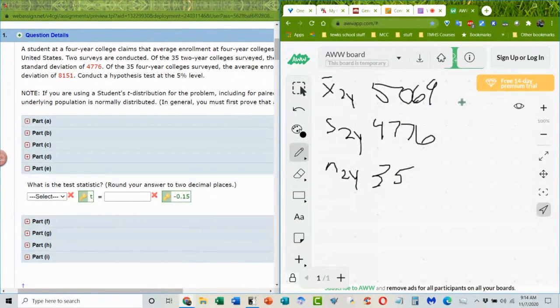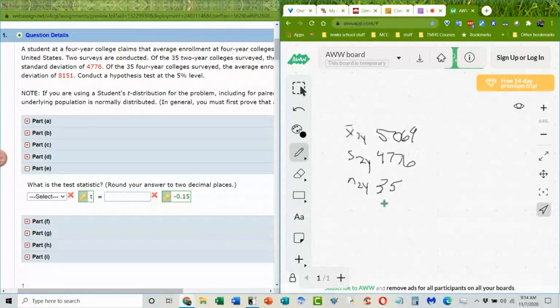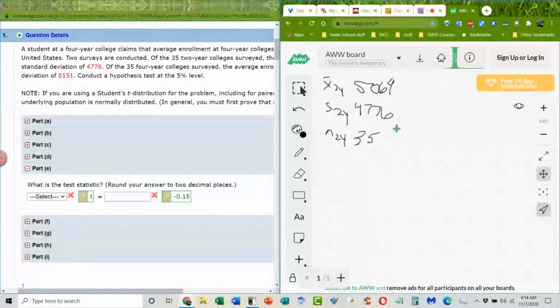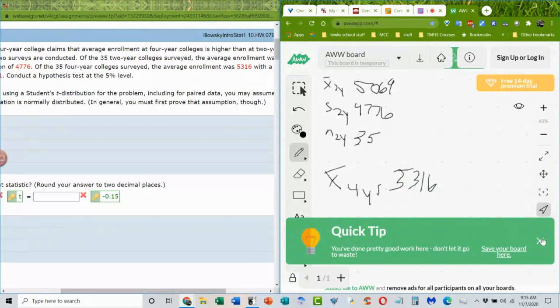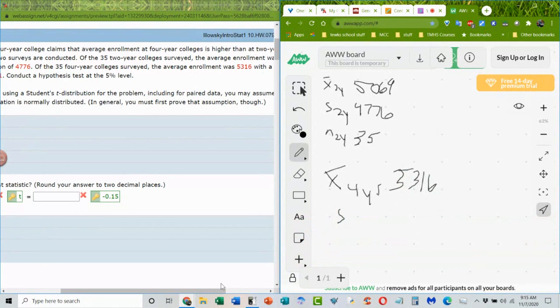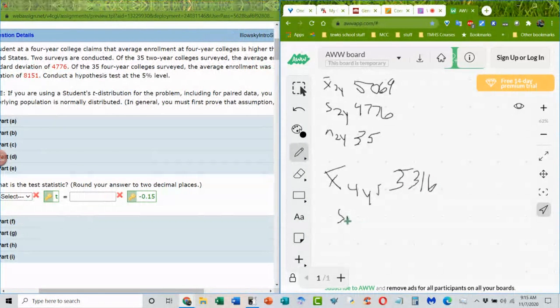And then I had 4-year colleges. The mean was 5,316. Like how I turned that 3 into a 5 very quickly. My standard deviation is 8,000 something, 8,151. And my N for the 4-year colleges is again 35. Okay.